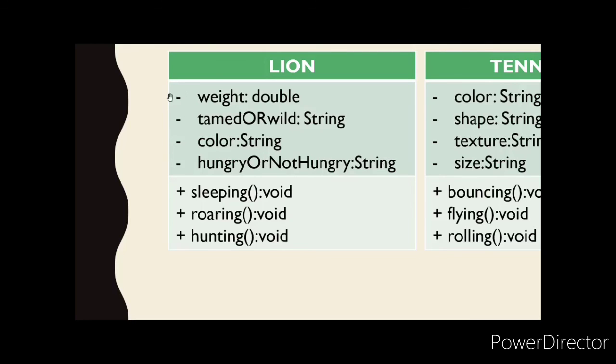Notice, guys, that we are using here the private access modifier. In our methods, compartment number 3, we are using the public access modifier, the plus sign, wherein we have now sleeping, roaring, hunting. We have here the open and close parentheses, guys, to denote that we have methods. And then we are using void as a return type.